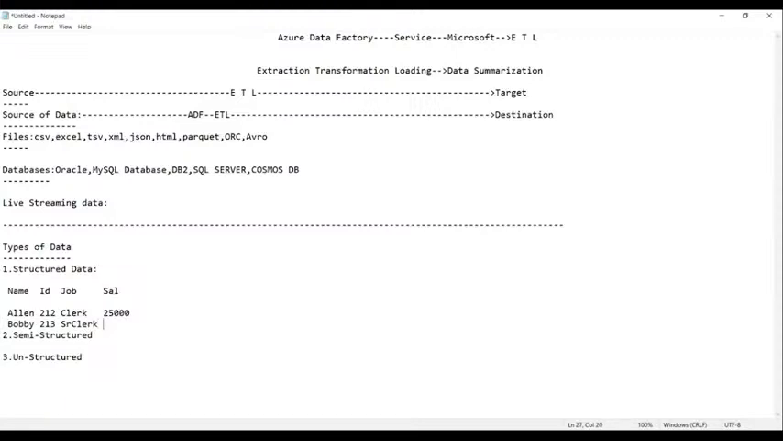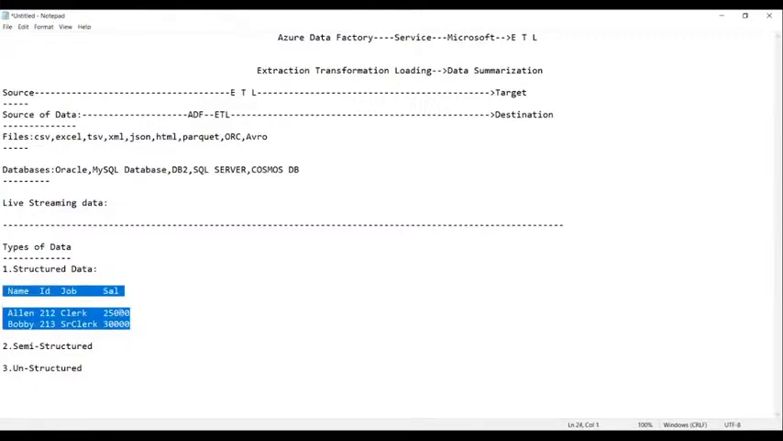Okay, 25,000. Let's make it 30,000. Can you see here, likewise we have all the data. This data is properly kept in the form of rows and columns. Getting my point, all of you? So this kind of data, guys, is called what? Structured data.